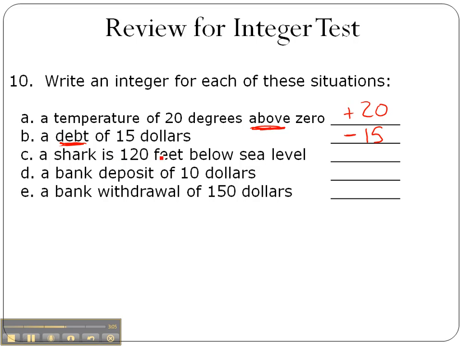A shark is 120 feet below sea level. Below sea level would be negative, so negative 120. A bank deposit of $10. Remember we learned about deposit and withdrawal? Deposit is money into the bank, so that's positive money. So positive 10. Deposit is positive. A bank withdrawal of $150 would be negative. Withdrawal is negative 150. It's money out of your bank account, so negative.